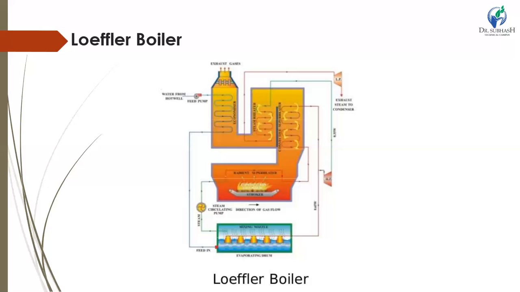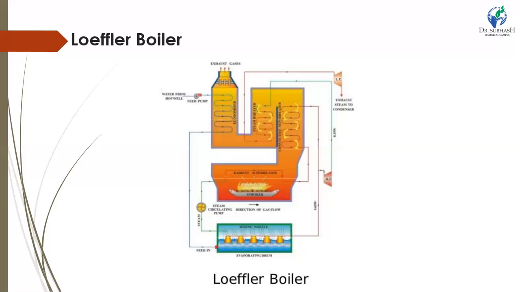The nozzle distributes the superheated steam through the water in the drum and evaporates the water into saturated steam. The steam circulating pump draws the saturated steam from the evaporator drum to the radiant superheater, which is placed in the furnace. The radiant superheater receives heat from the burning fuel through radiation.